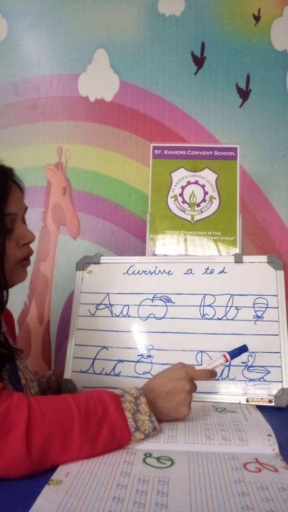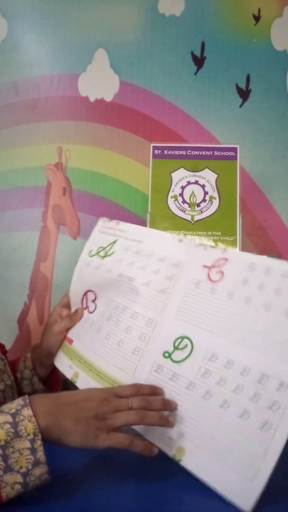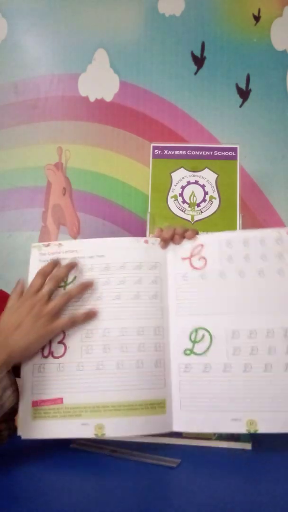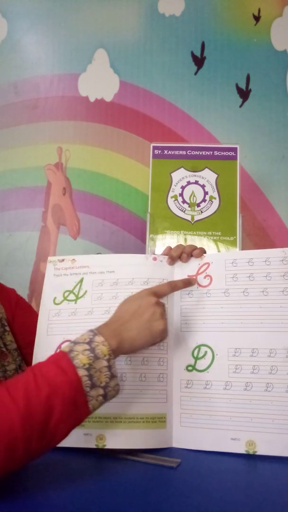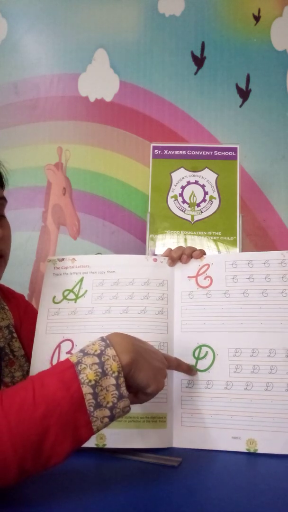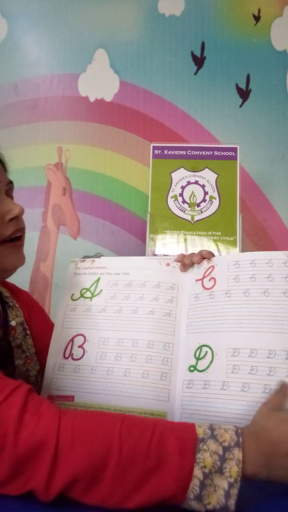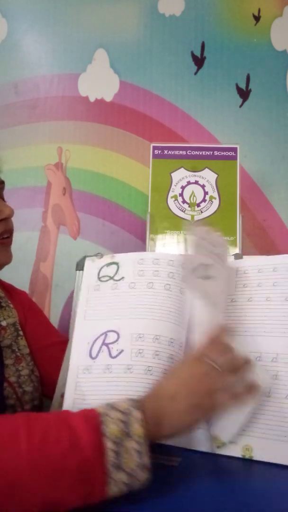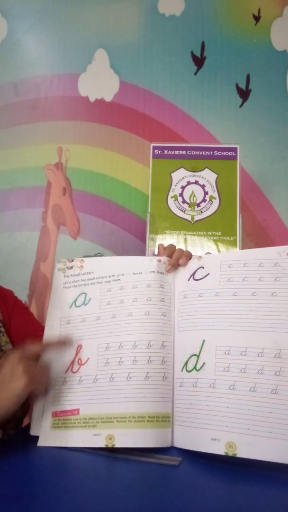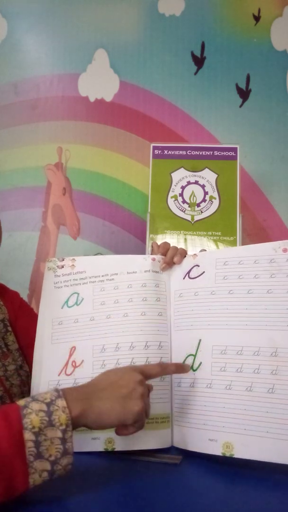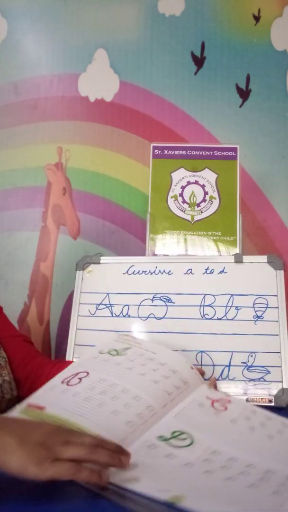Okay. Now after that, look at your book. This is capital A, capital B, capital C, capital D. Okay. This is your cursive book. And after that, now look here. This is small a, small b, small c and small d. Okay. So again.